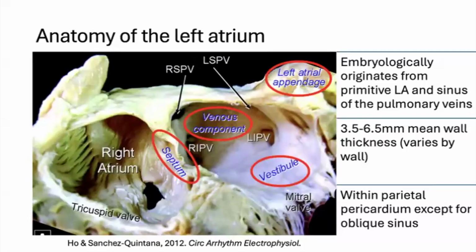In addition, most of the left atrium is surrounded by the parietal pericardium. However, there is the oblique sinus, which is the anatomical negative space that runs along the posterior aspect where it's not entirely bound. This allows it to freely pulsate, contract and expand, which is obviously also important when thinking about strain mechanics.